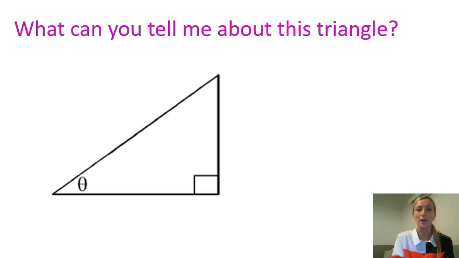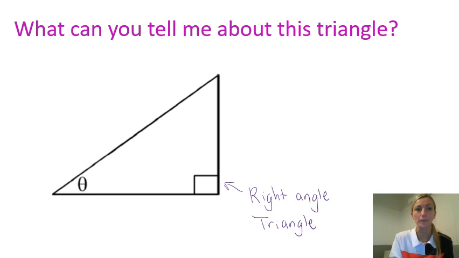What can you tell me about this triangle? Have a think. What do you know about it? What's this here? It's a right angle. So this is a right angle triangle. So everything we look at in trigonometry, it's always to do with right angled triangles.